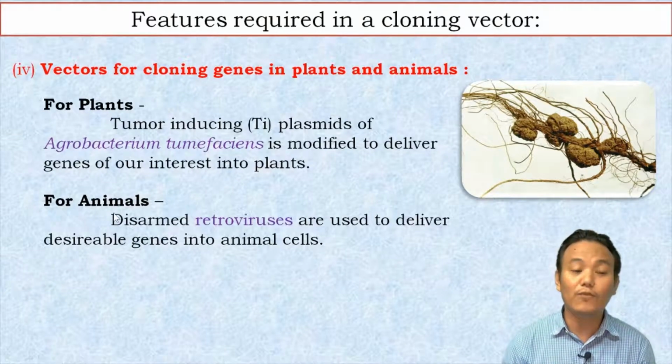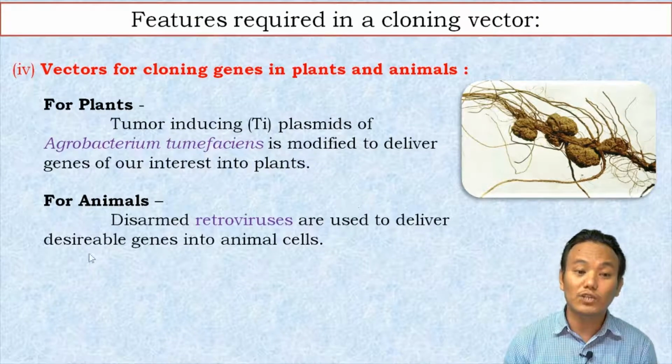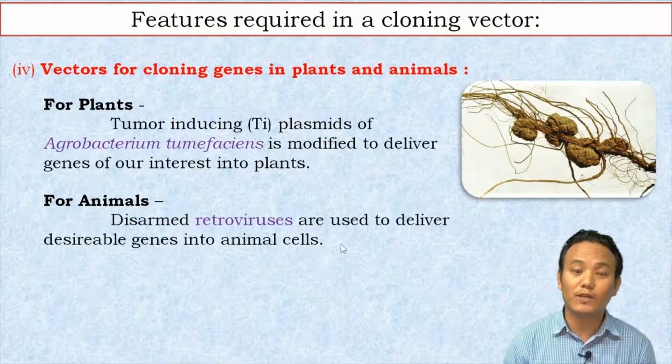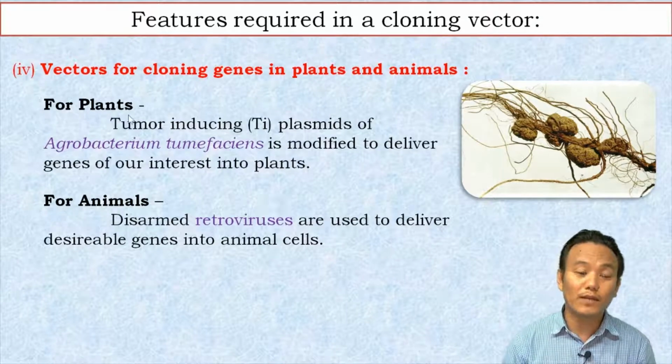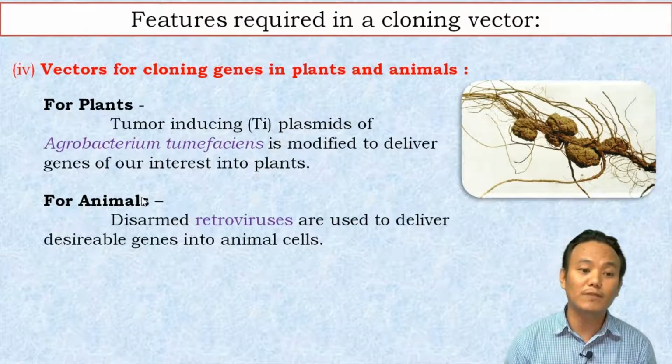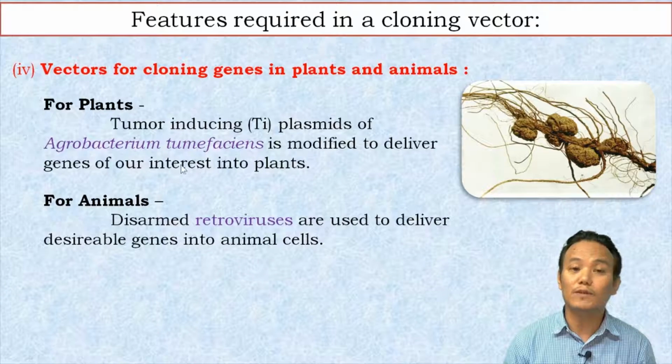And the same thing for animal cells as well. We have got retroviruses, which are known to cause cancer within the animals, right? So retroviruses, if we disarm the retroviruses, we can deliver our desirable genes into the animal cells as well. You know how retroviruses infect the animal cell. We have studied about HIV, right? So for plant cells, we use tumor-inducing plasmids of Agrobacterium tumefaciens, and for animal cells, we use disarmed retroviruses. So these two names are important.